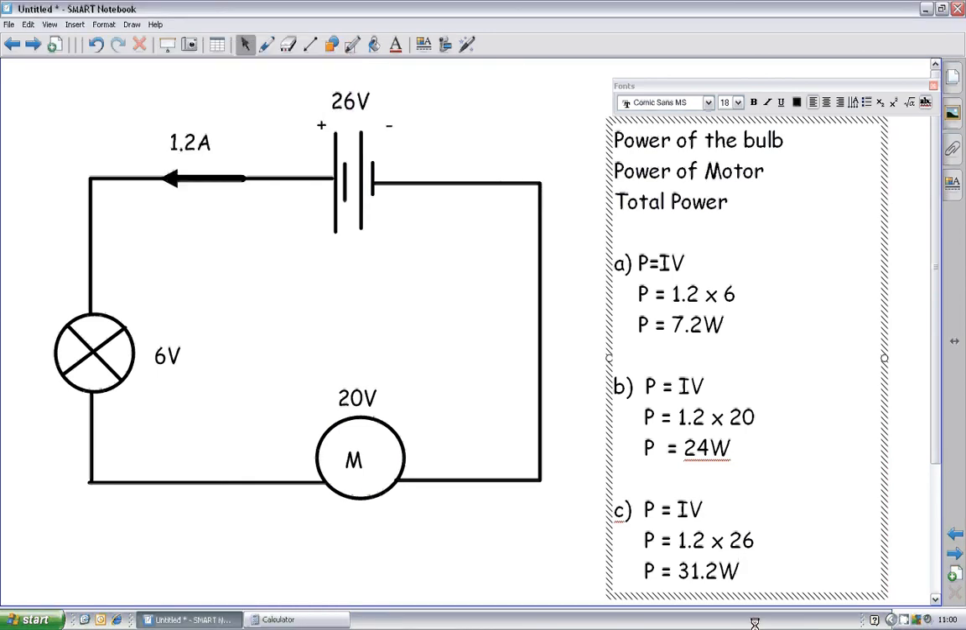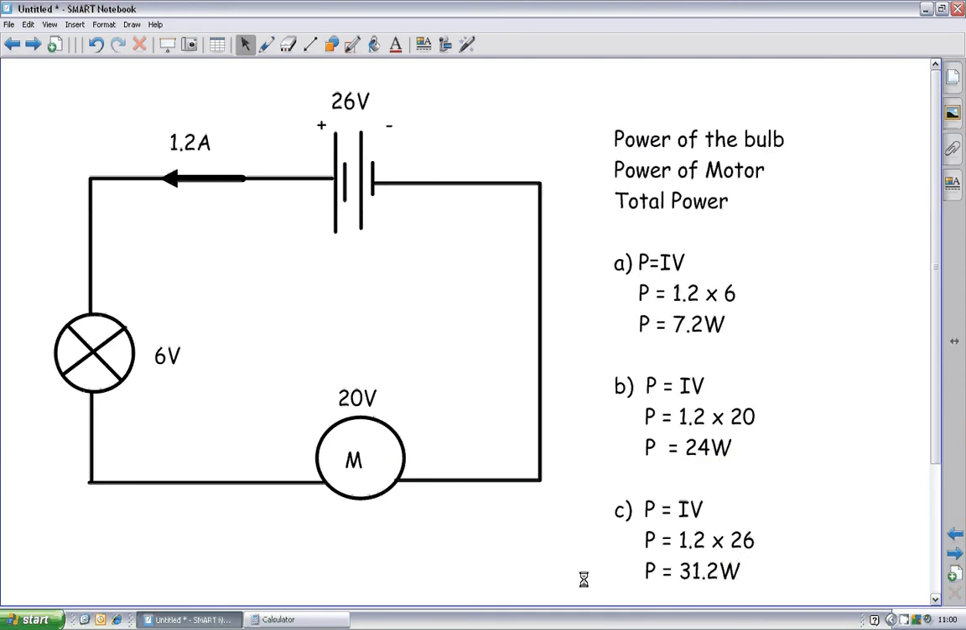31.2 nicely, or you can realize that if the bulb is using 7.2 joules of energy every second and the motor is using 24 joules of energy every second, then logically the whole circuit is using the addition of those two, which is 31.2 joules every second, and that's written as watts. And that's pretty much all there is to it.